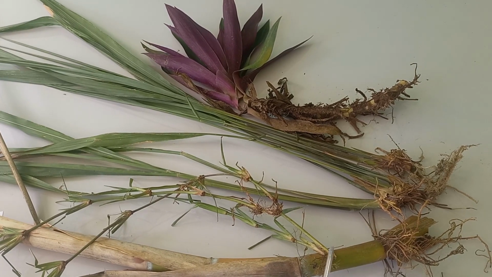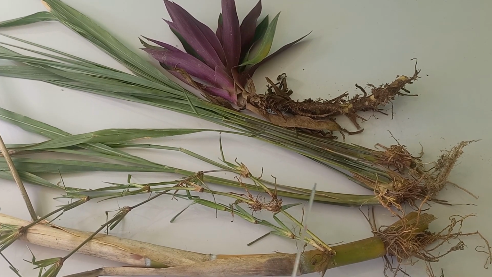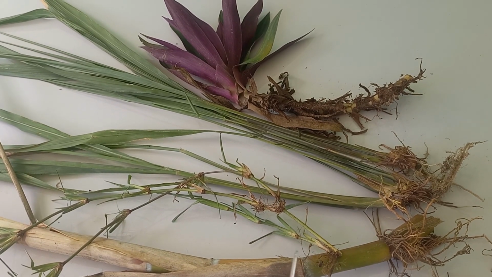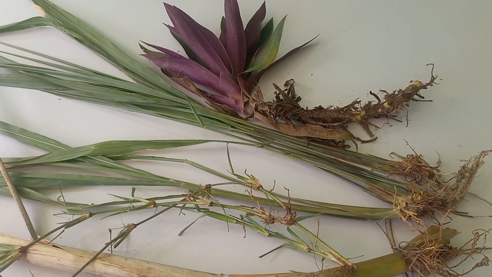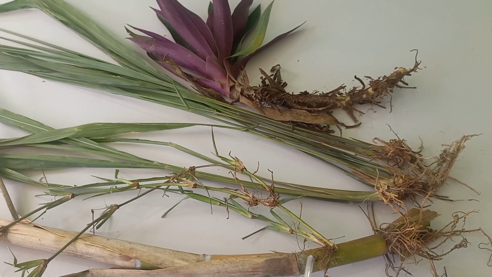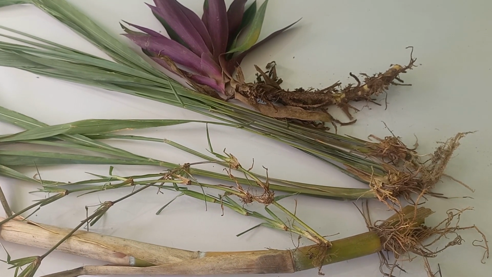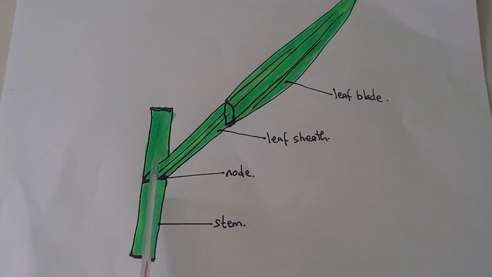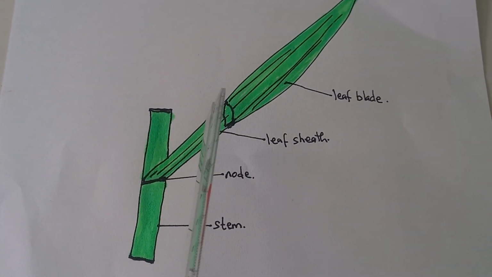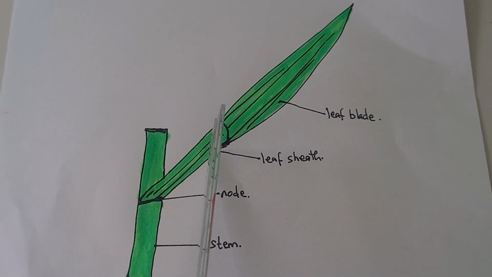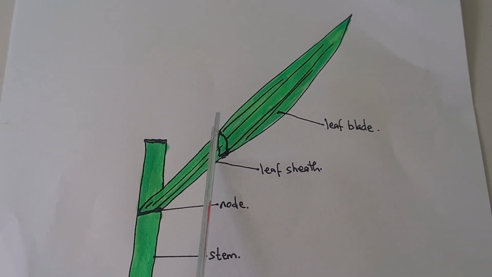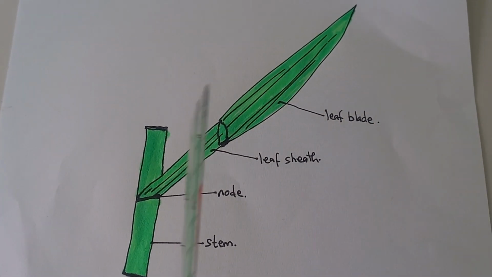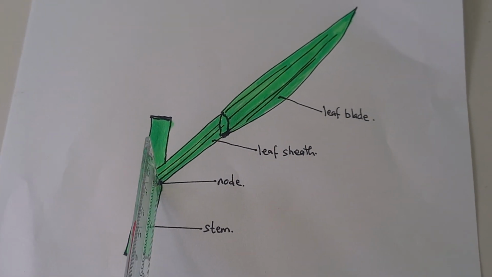We are going to use monocot plants like these ones to show the nodes, the intercalary meristems, axillary buds, and their structural adaptations. This is a monocot stem. We have the leaf. This is the leaf sheath, which is usually wound round the stem, leaf ligule, leaf blade, and here is the node.